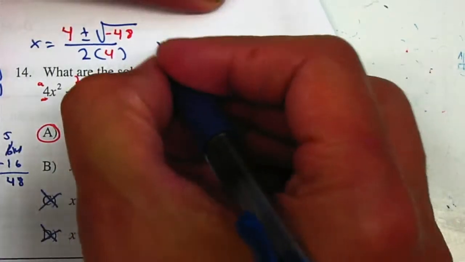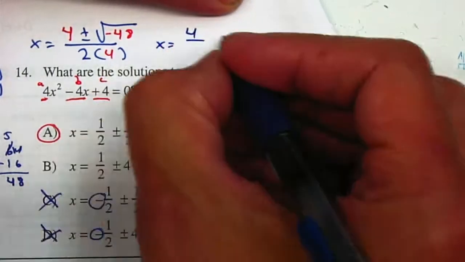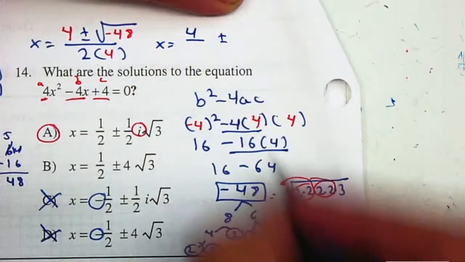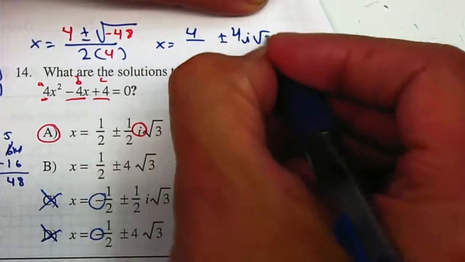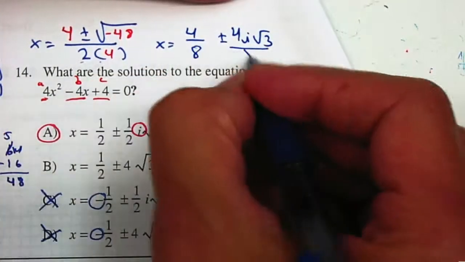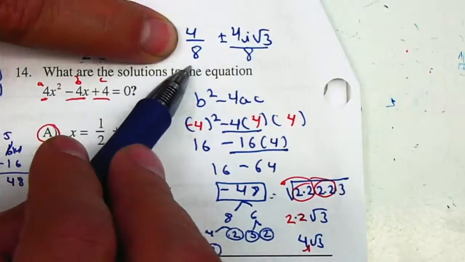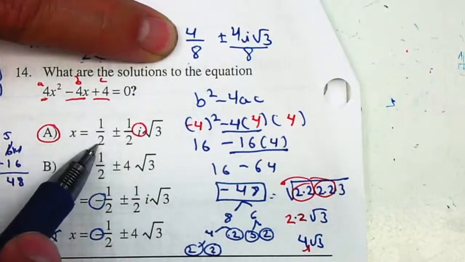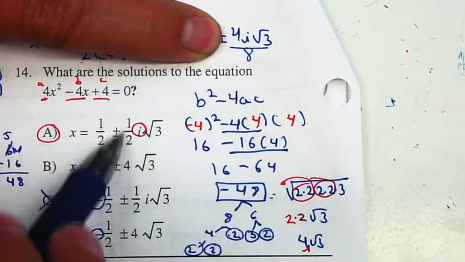So we have x is equal to 4 plus or minus 4i square root of 3, and we're going to separate our fraction, and each of them gets an 8. And from there you just simply reduce your fraction, so you get your 1/2. Reduce your fraction, so you get 1/2 as well.